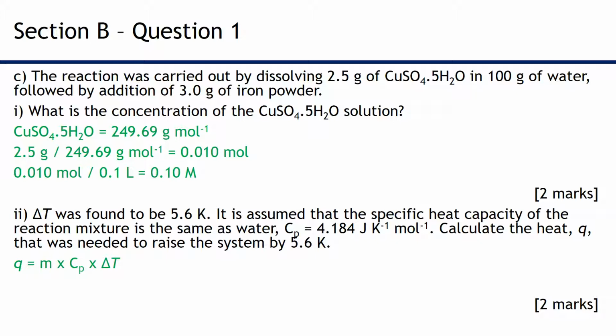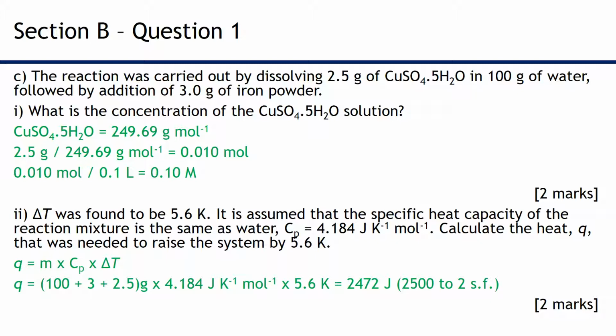Lucky for you, you've been given the change in temperature here as 5.6 Kelvin. You've been given the specific heat capacity, which is 4.184 joules per Kelvin per mole. You just need the mass of the system, which is going to be the sum of the copper sulfate pentahydrate, the water, and the iron powder. So mass is 100 plus 3 plus 2.5 grams, multiplied by 4.184 joules per Kelvin per mole, multiplied by 5.6 Kelvin, and that will give you Q, which is 2,472 joules, or 2,500 joules to two significant figures.